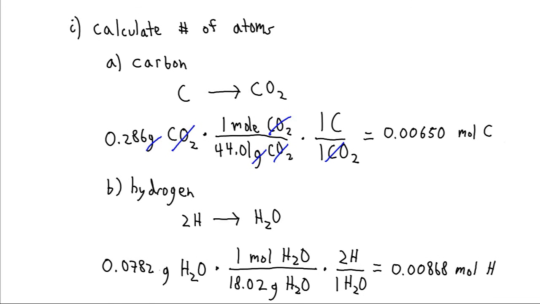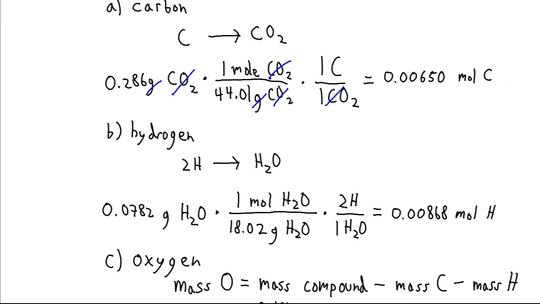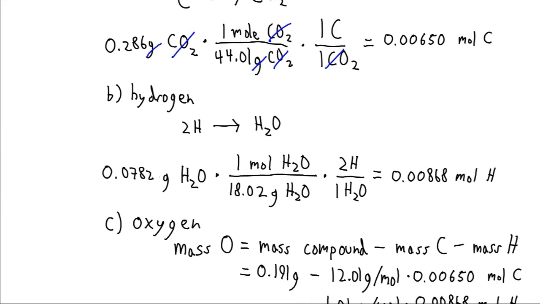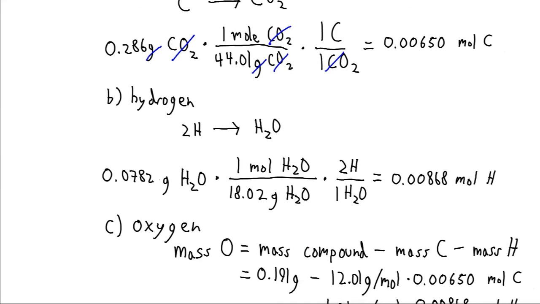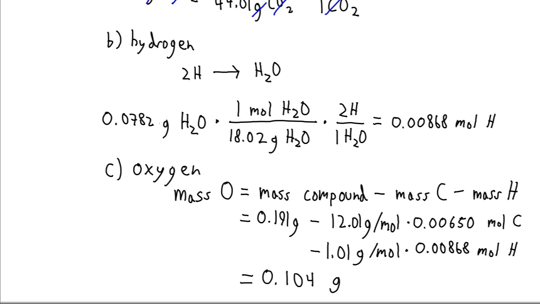Now remember, for our oxygen, we can't calculate it directly because we've incorporated into these gases some oxygen from the surroundings. So instead what we're going to do is take the mass of our sample and subtract the mass of the carbon and the mass of the hydrogen, which we can calculate because we know the number of carbon atoms and the number of hydrogen atoms now. So we'll take our sample mass of 0.191 grams, subtract our number of carbons, 0.0065 moles, times the molecular weight of carbon, which is 12.01 grams per mole, and subtract also the number of hydrogens times their molecular weight, and we get 0.104 grams of mass, which must be the missing mass from oxygen in our sample.